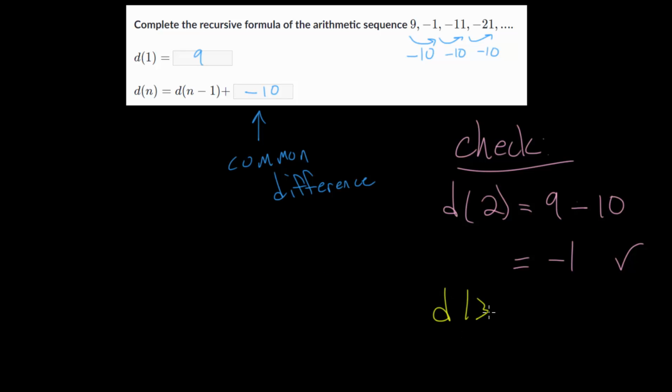And if we find D of 3, so it's the second term, since 3 minus 1 is 2, and we'll subtract 10 or add negative 10. Well, the second term was negative 1. We subtract 10 from that, and we do get negative 11. So our checks make sense. The second term is negative 1, and the third term is negative 11, which helps us feel confident that this is the correct answer. So let's do one final problem here.